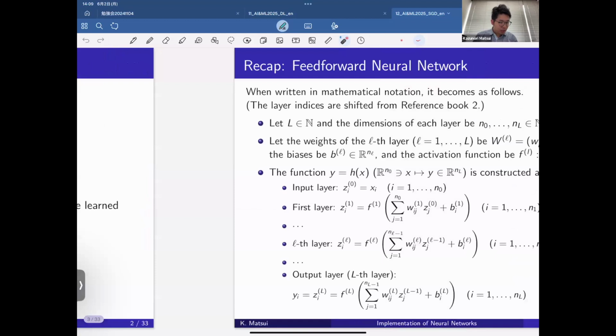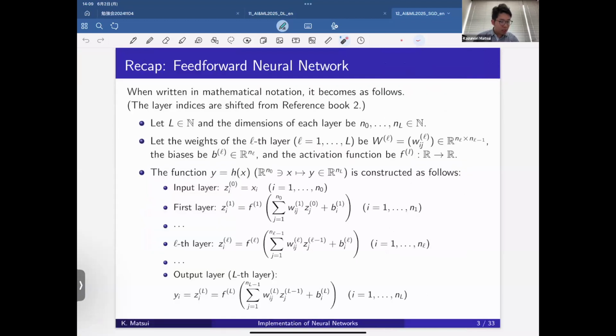Let's talk about what neural networks were like. When an input is given, we call it Z0. We multiply Z0 by weight, add bias, and put it into the activation function to get the next output Z1.